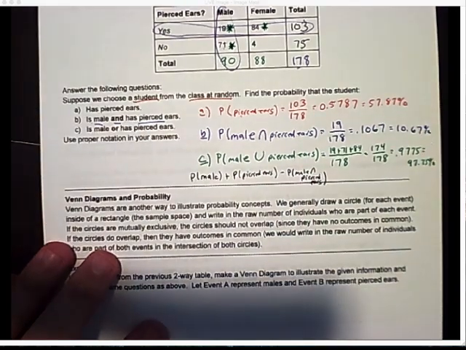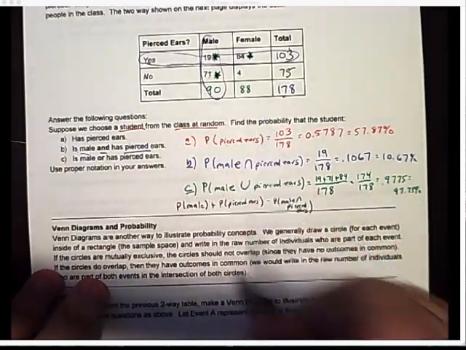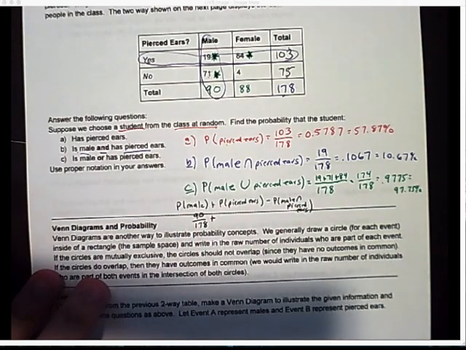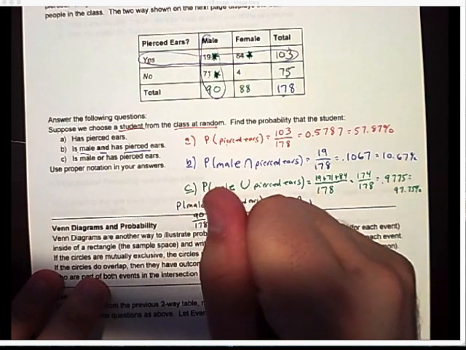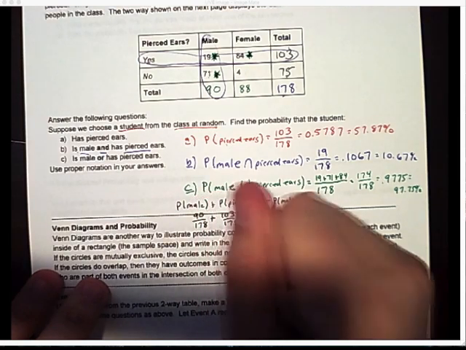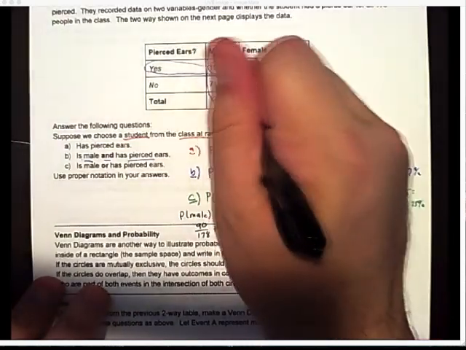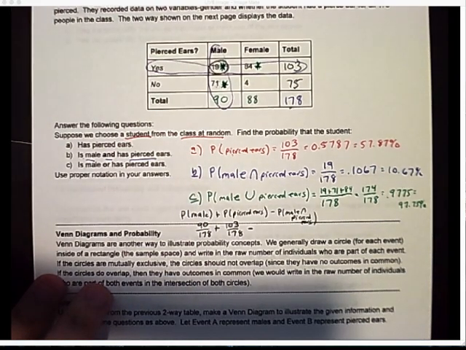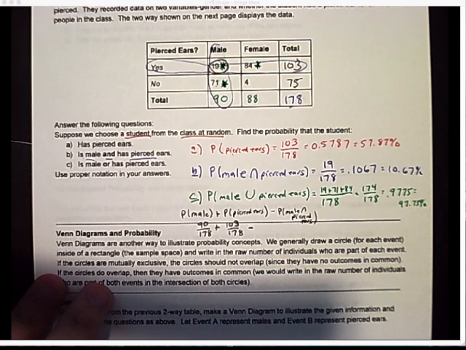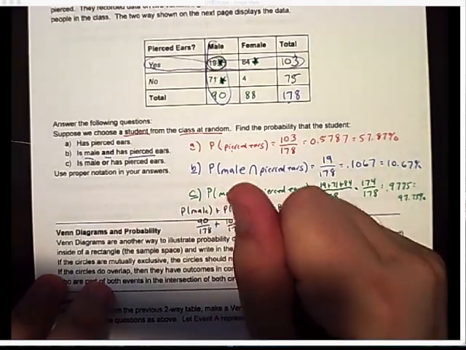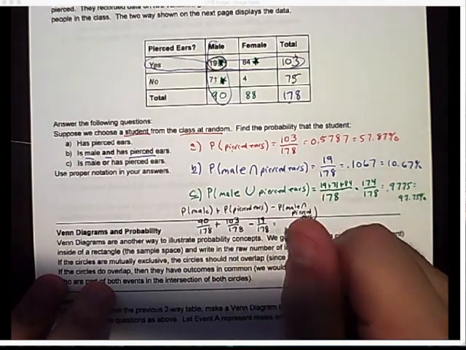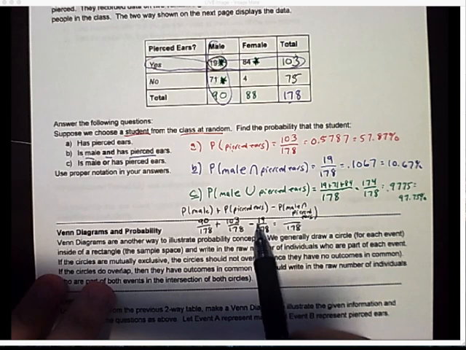So if you did it this way, well, how many males do we have? The probability of being male is 90 over 178. The probability of having pierced ears is 103 out of 178. But the problem is I've double counted these 19 people. Okay, I have double counted those. All right, so I have to subtract it. So 19 over 178.